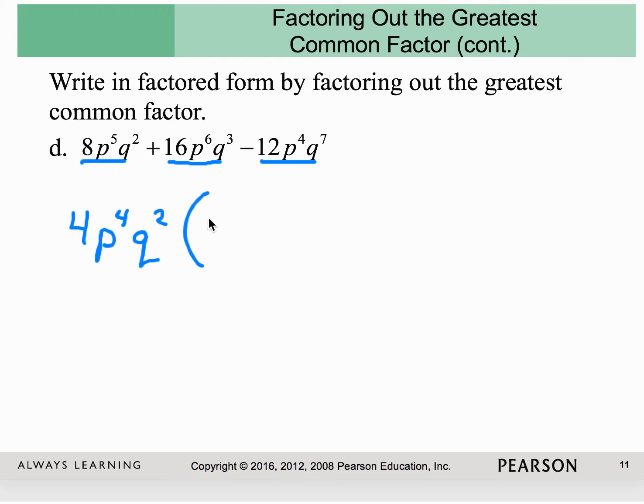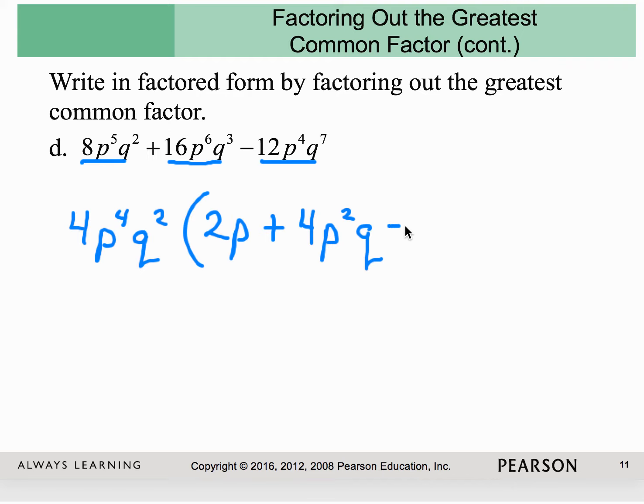8 divided by 4 is 2. Okay, it's a p to the 5th, but there's p to the 4th right here, so there's only one p left in there. There's not any q's left in there. I've pulled them all out. Okay, the remaining factor when you divide 4 out of 16 is 4. How many p's are left? Right, 2, because I took 4 out. How many q's are left? 1.